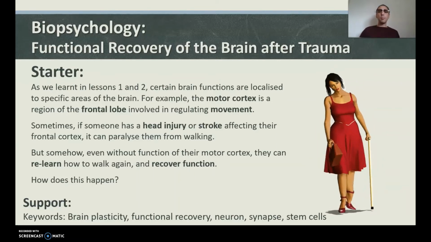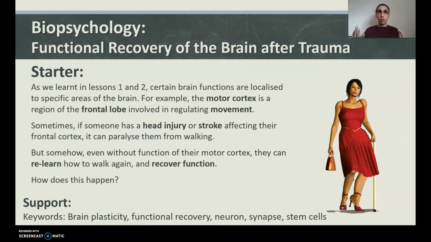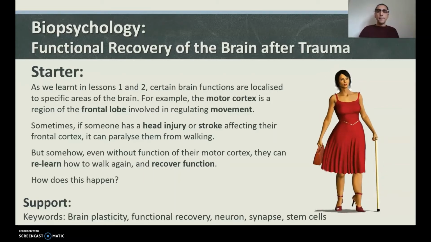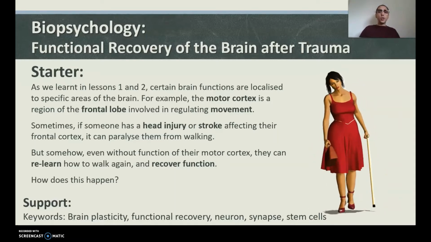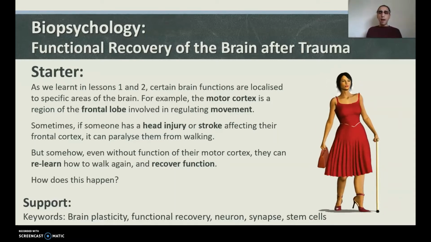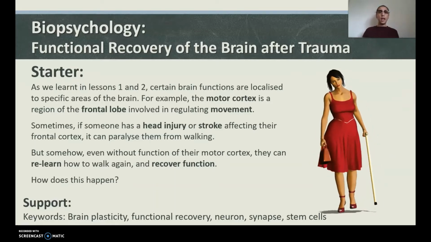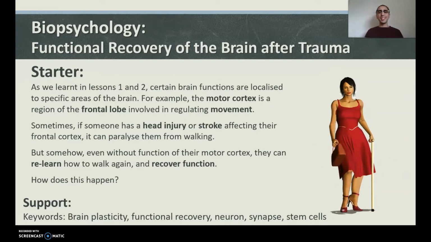How does this happen though? How on earth can this happen? That part of their brain has been destroyed through an injury or through a stroke. But somehow, and as a result of that injury, they've lost their ability to walk. But somehow, even without that specific area of the brain, you can relearn how to walk again. How does this happen though? This is what we're looking at today.